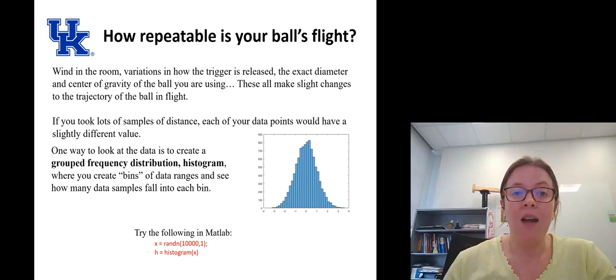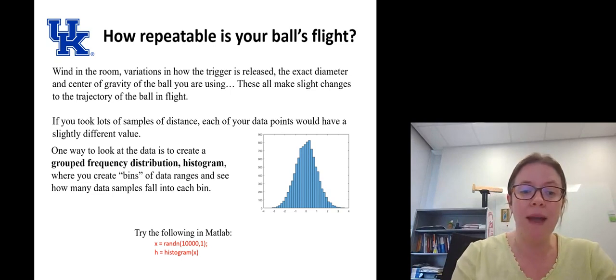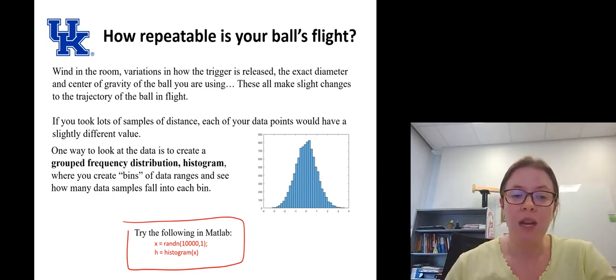Wind in the room, variations in how the trigger is released, the exact diameter and center of gravity of the ball you're using, these all make slight changes to the trajectory of your ping pong ball in flight. If you took lots of samples of distance, each of your data points would have a slightly different value. One way to look at the data is to create a histogram, which now you know how to do in Excel. If you wanted to try to use MATLAB, you could use this following information to help you do that.